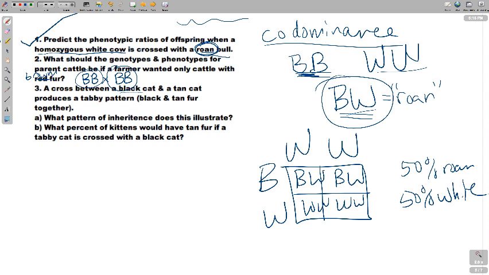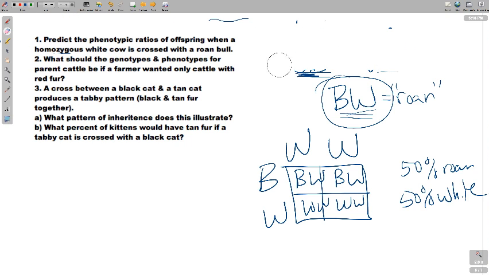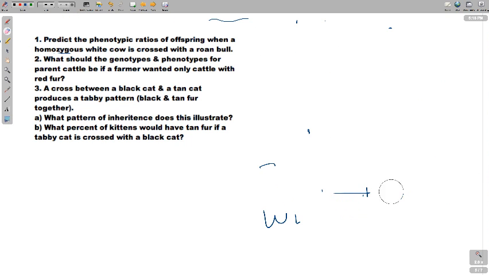A cross between a black cat. Oh, now we're talking about something else. We don't want to mate a black cat with the bull, so let's erase all this, because different species don't mate. A cross between a black cat and a tan cat produces a tabby cat. Tabby is like black and tan fur together. What pattern of inheritance does this illustrate? This is codominance.